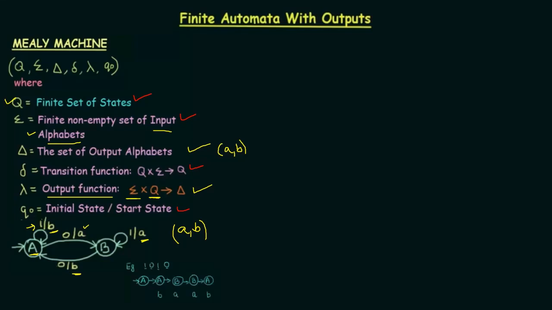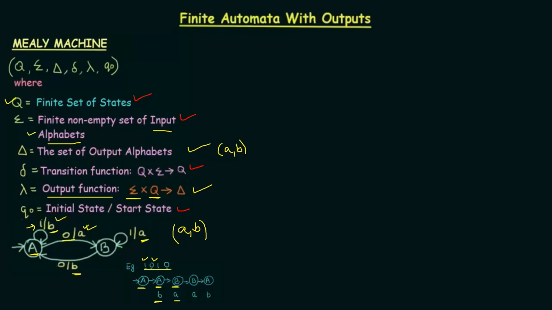So what is going to happen if we take a string such as 1010? If I take a string of 1010, first of all it is going to come to the initial state, that is A. Then I am applying this 1, so it is going to a self loop, that is another A, and it is producing the output alphabet of B. Now again I am applying 0, so if I apply 0, it is going to B state. And apart from going on to B state, it is producing the output alphabet of small a.